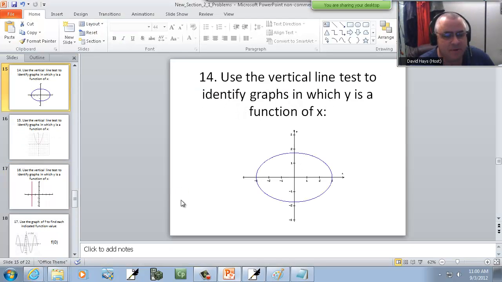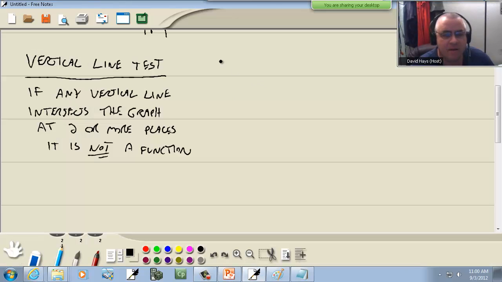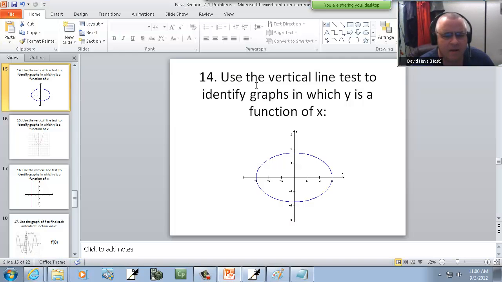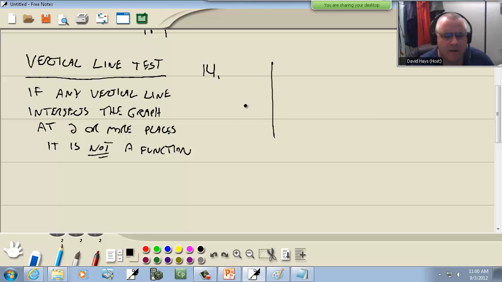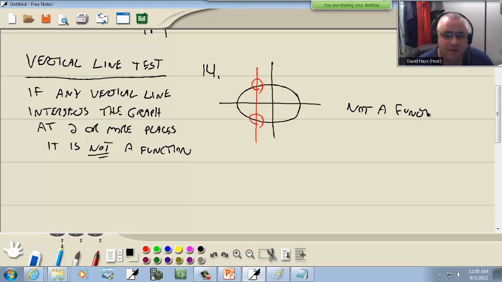And let's look at some pictures. Got this picture here. Question is, can I draw a vertical line somewhere that will intersect at two or more places? Well, I can drop one right here that will definitely intersect at two or more places. So this one is not a function.